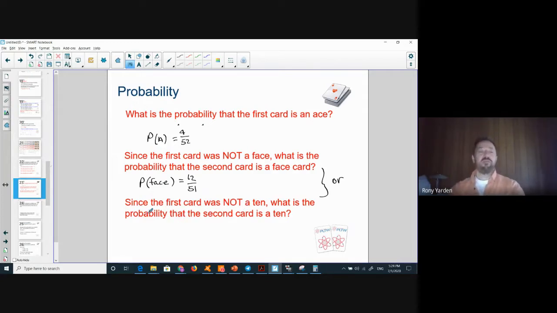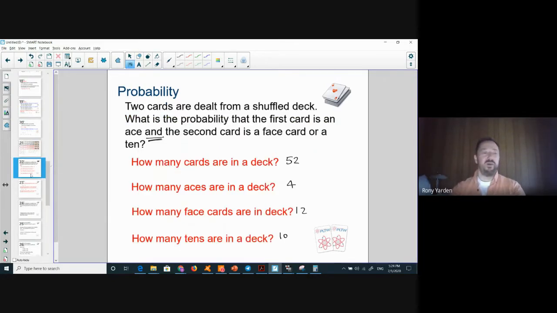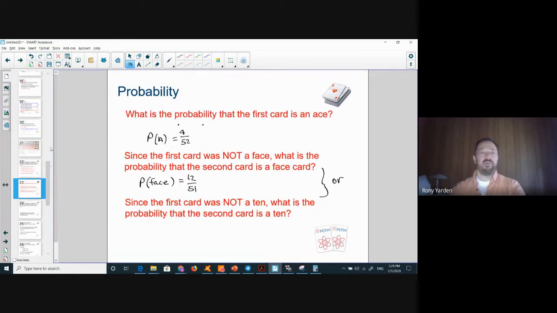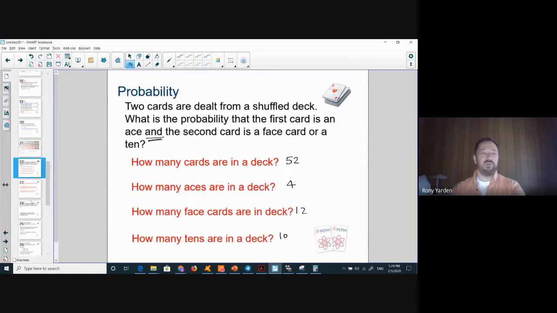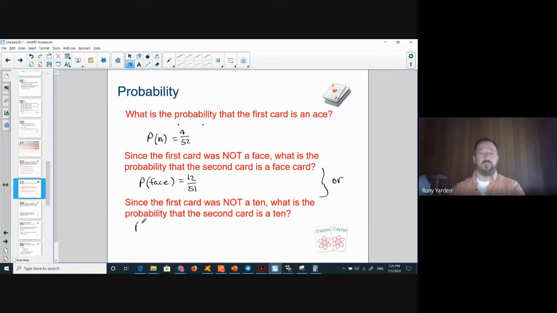So for face, we know it's 12 out of 51, and the other condition was, as the question says, the second card is a face or a 10. So what is the probability that the second card is a 10? Again, we have 4 tens in the deck, but we have 51 cards left. So it's going to be 4 out of 51. Remember, it's this or this. We didn't take that one, and now we're trying this one. Otherwise, there would be 50 cards in the deck, but we didn't do that. So it's either this or that.